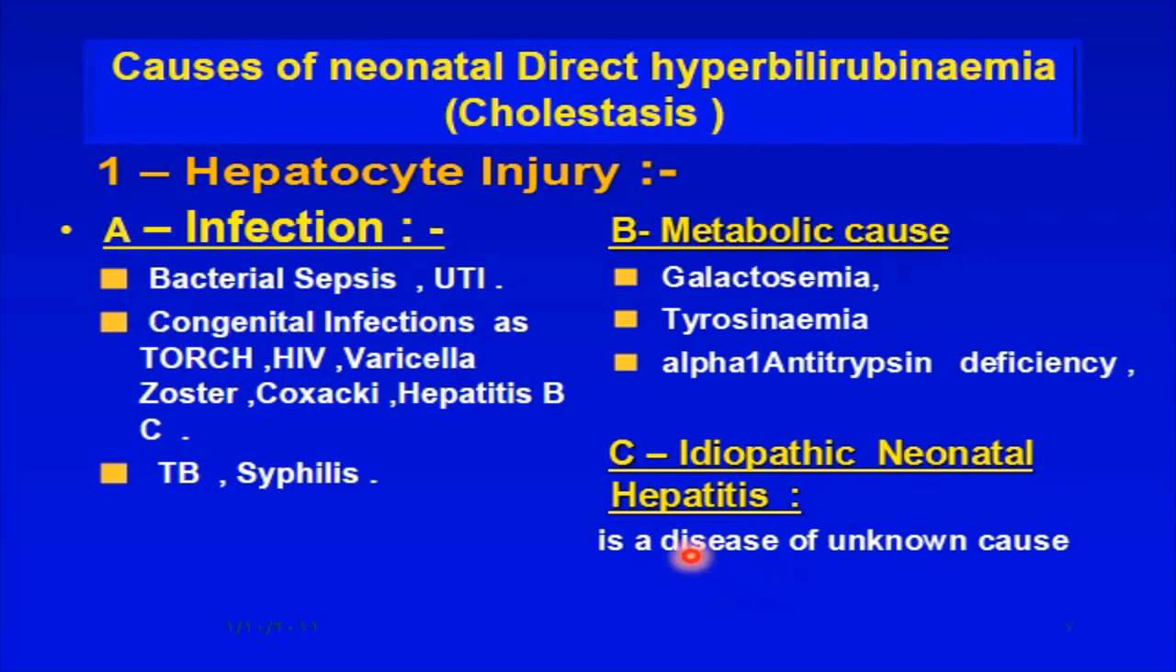Now, regarding the causes, we mentioned that there is hepatocyte injury in intrahepatic disease that includes infection, which includes bacterial sepsis, urinary tract infection, and congenital infection, such as TORCH, HIV, varicella, and so on. Second group in hepatocyte injury was metabolic causes, and the most important were galactosemia, tyrosinemia, alpha-1 antitrypsin deficiency, and so on. Idiopathic neonatal hepatitis is a disease of unknown cause.